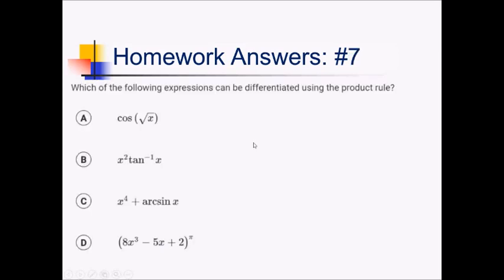On this problem, they're asking which of the following expressions can be differentiated using the product rule. Well, as we look at all of these, the only one that actually contains a product is choice B. So that's the one we're going to pick. A is a composition of functions. We've got a function inside a function. C is two things being added together. And D is another composition of functions.